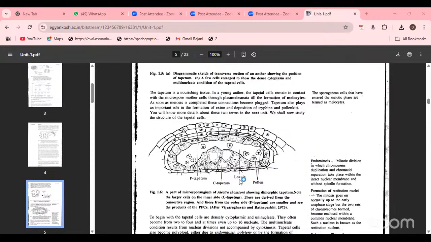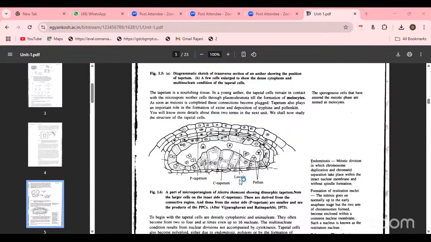As soon as meiosis of the MMC is completed, these connections become plugged. The tapetum also plays an important role in the formation of exine and intine, and in the deposition of tryptophan in the pollen kit. You will learn more details about these two terms in the next unit.